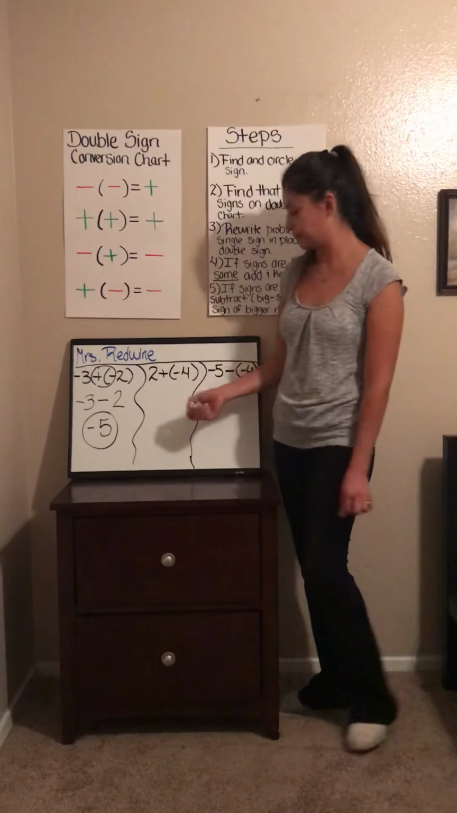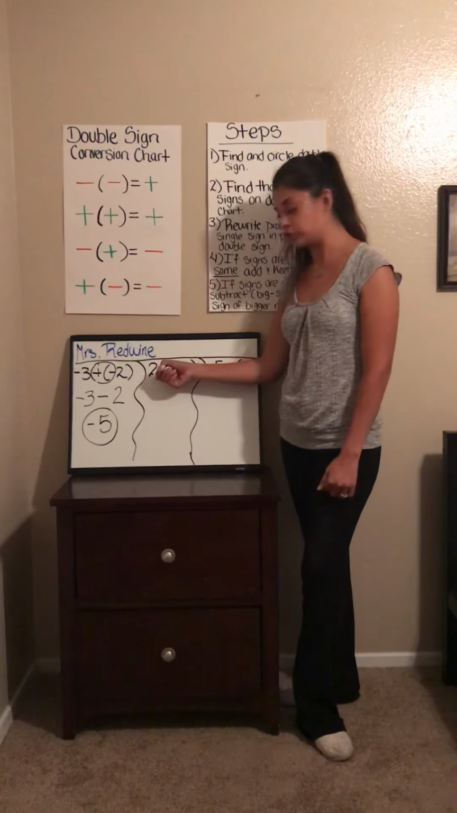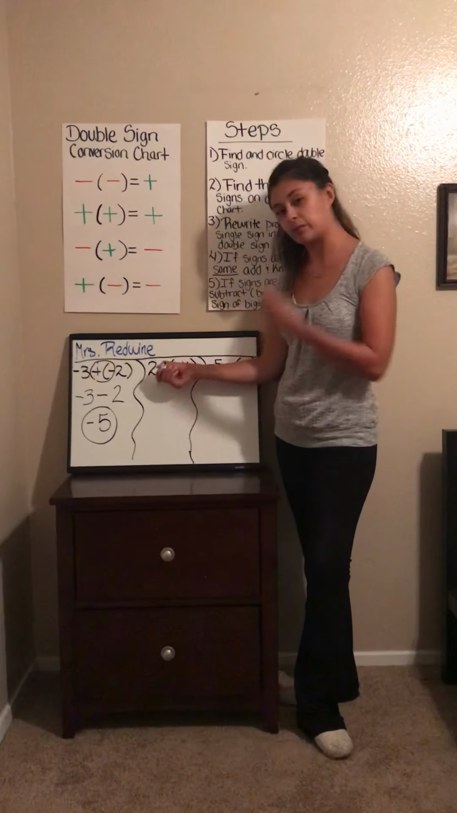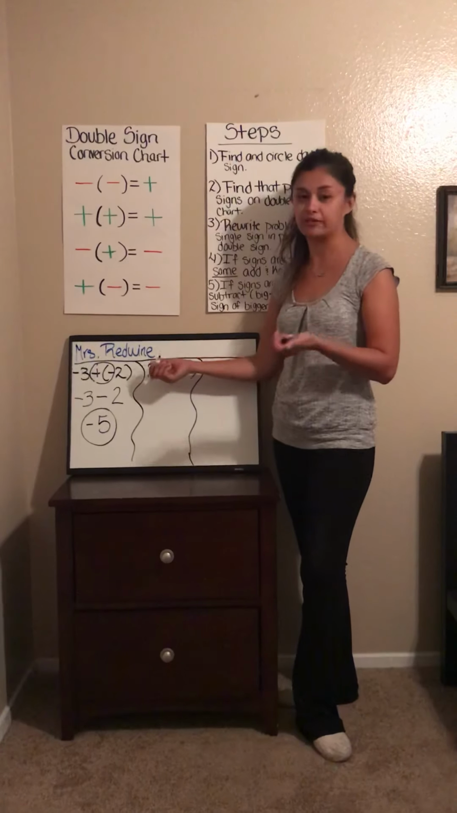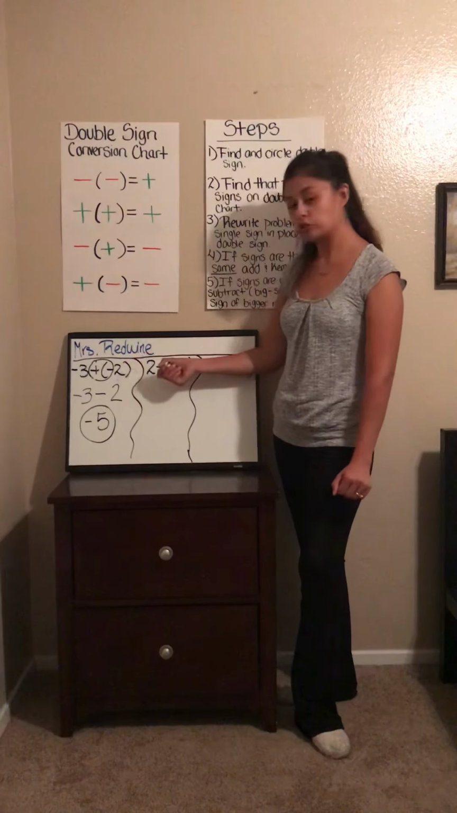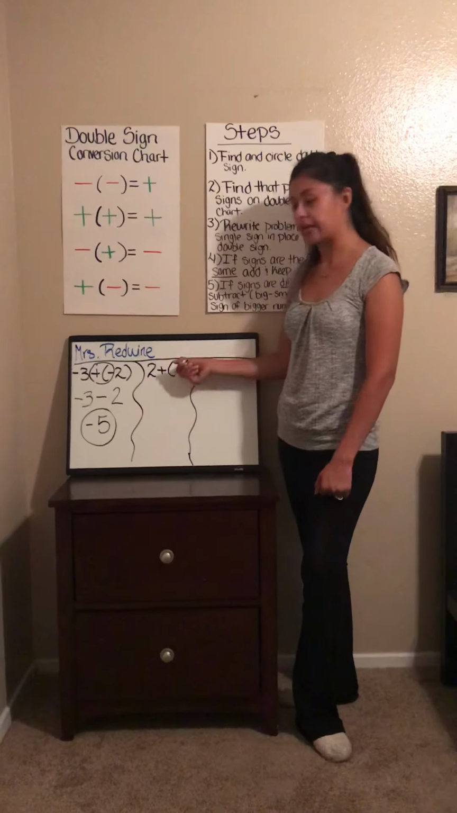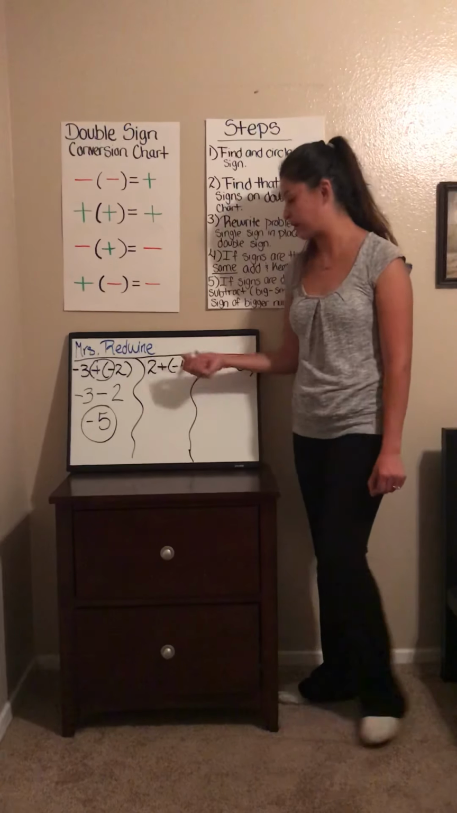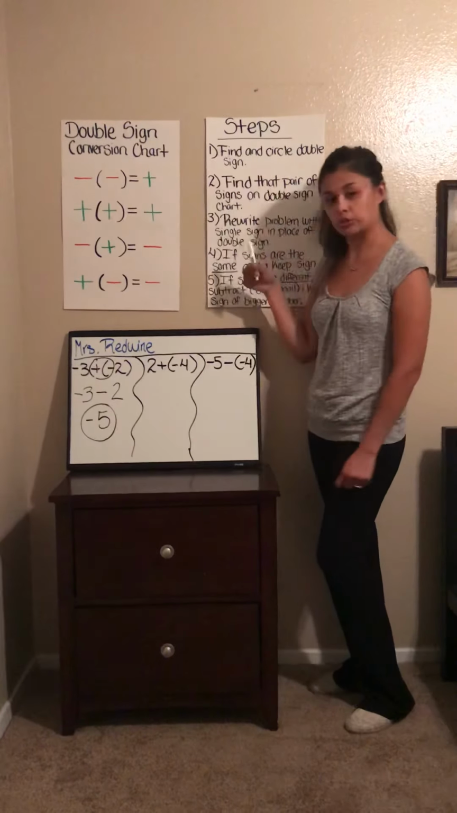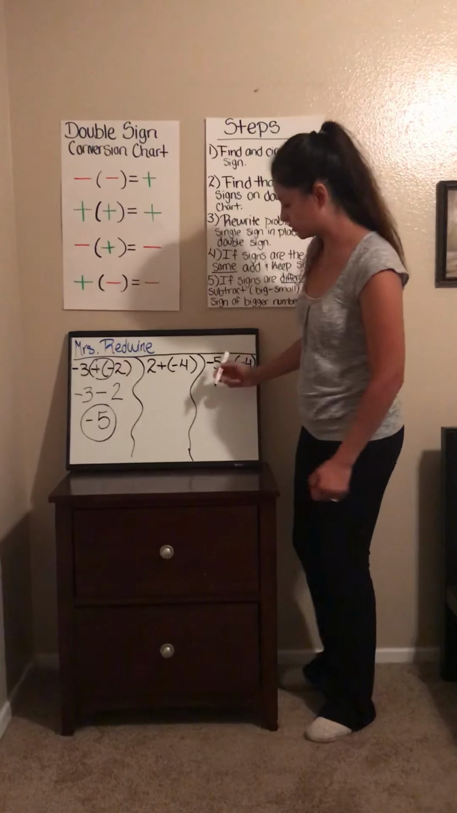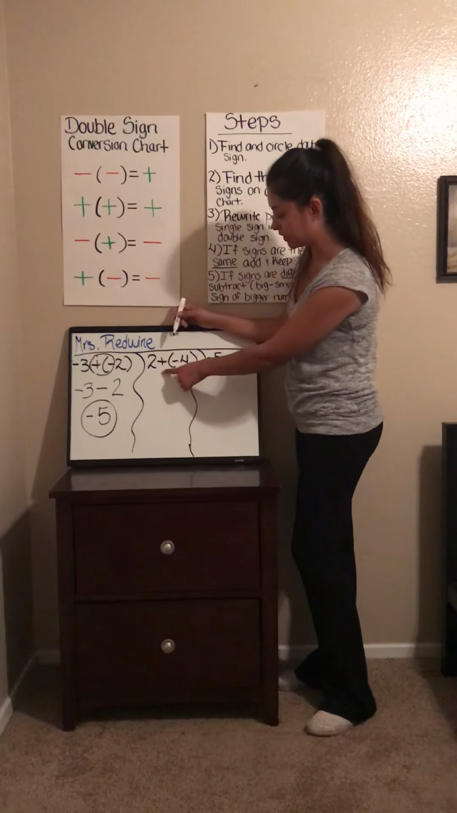Let's do another one. We have our positive 2, because remember again, we don't always have to have the plus sign to know that it is a positive. Positive numbers do not have to have the plus sign. So positive 2 plus negative 4. Now we're going to look at our steps again. Step 1, find and circle the double sign. Let's look for our double sign. Here we go. We have a positive and a negative.